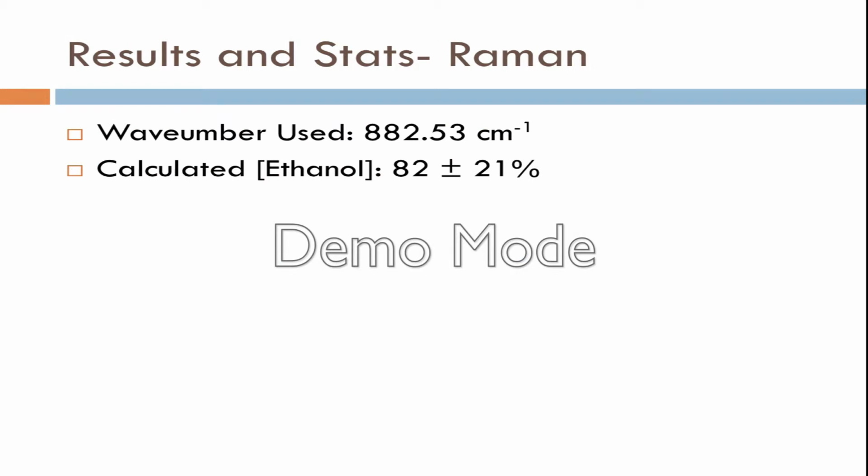Here's a summary of the results and stats from Raman. We only used one wave number, which was 882.53 inverse centimeters, and our calculated ethanol concentration was 82 plus or minus 21%, which is not very good. We have high error, and we're nowhere near the literature value of 40%, even including errors.